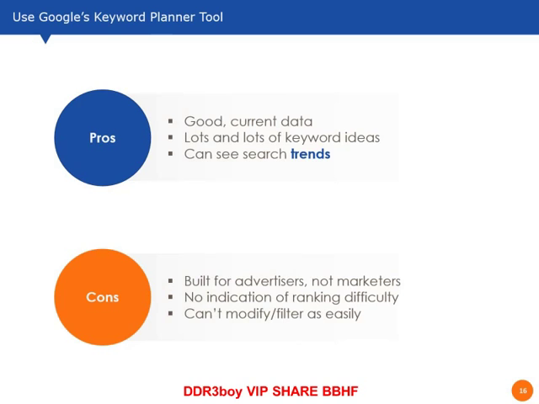Second, there's no indication of ranking difficulty. And again, that's because the tool is built for advertisers, not for SEOs. The Google Keyword Planner tool is not built for people looking to see how easy it is to rank naturally within Google. And then finally, another con is that you can't modify or filter as easily in the Keyword Planner as you can within Longtail Pro. So let's go ahead and dive in and take a look at it here real quick.